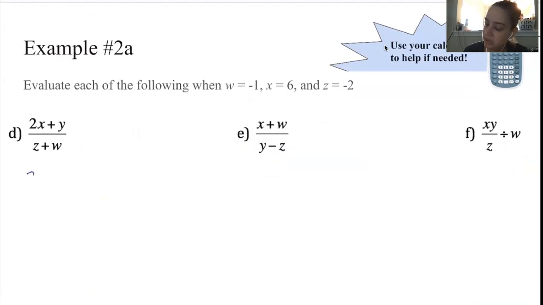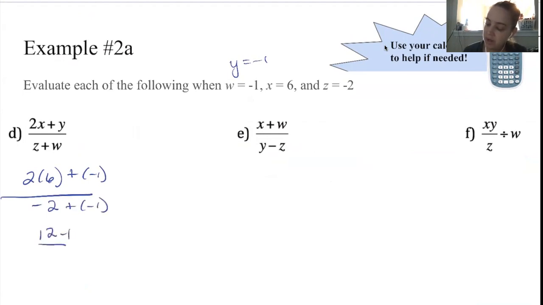2x. So 2 times 6. Oh, we don't have that y again. Let's pretend that y is a -1. Plus a -1. Z is -2 plus a -1. 12 minus 1 over -3. Oh, sorry, 12 minus 1 on the top is 11 divided by -3. We have a fraction there. That's okay with the numbers that I chose.